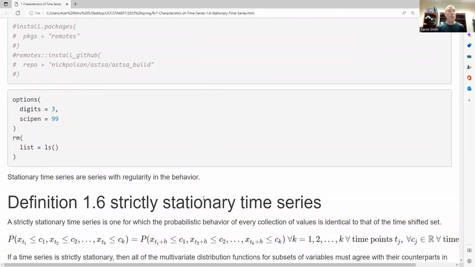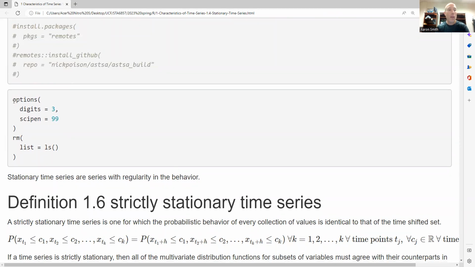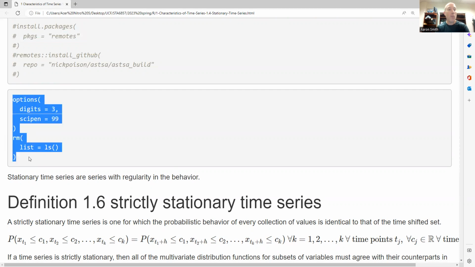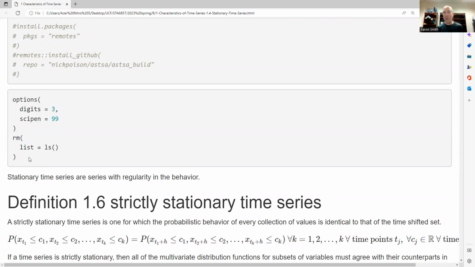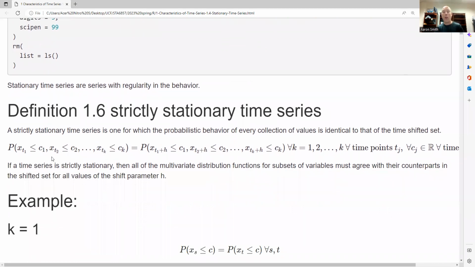All right, so if you need to get everything from GitHub for the package, here is the code that you need. And here I'm just setting up my workspace, making sure that I have the number of digits I want printed out, and I don't have any artifacts floating around in my workspace. All right, so let's go ahead and take a look at strict stationary time series.